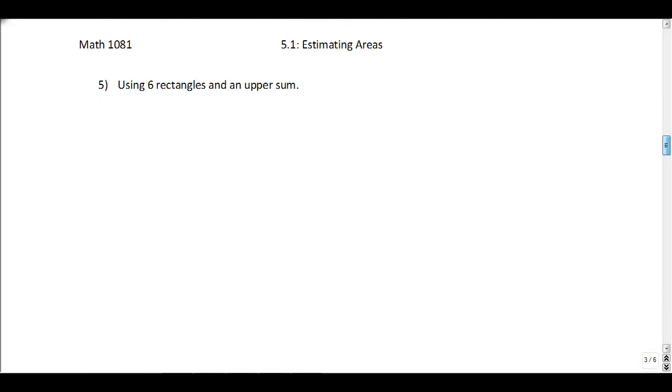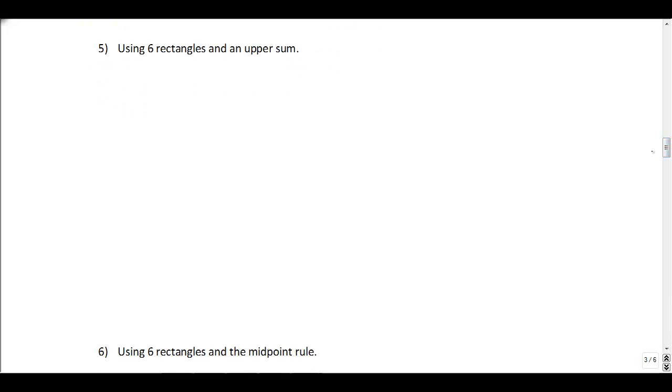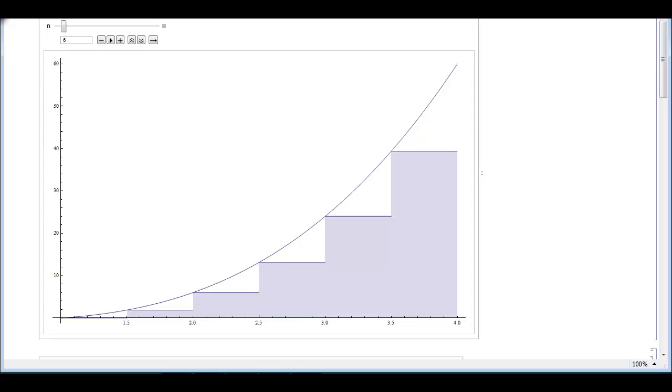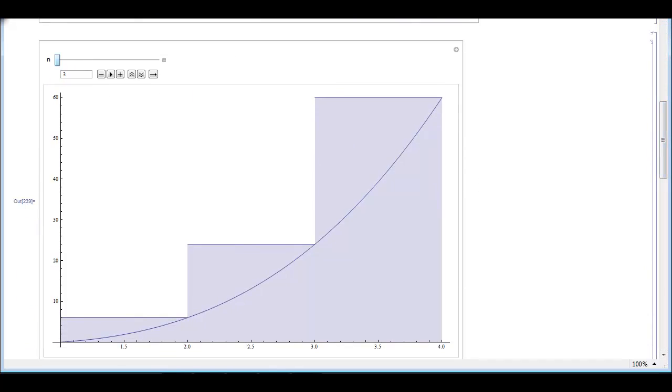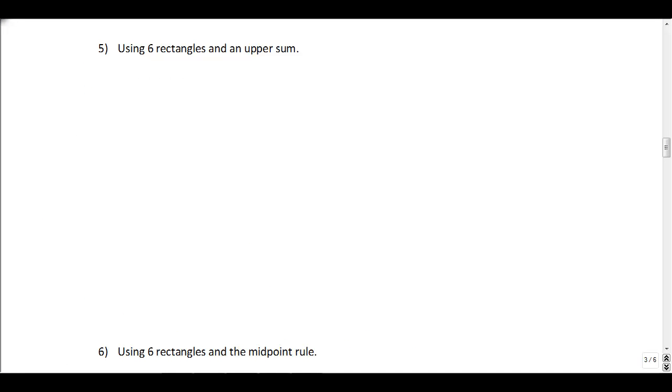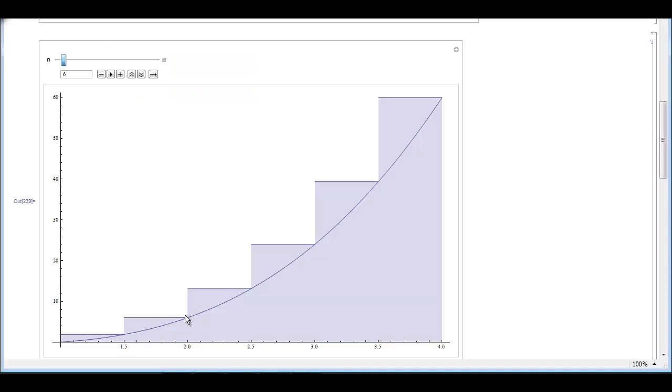Okay. Next one, we want to use 6 rectangles and an upper sum. So same idea here, but we're going to go down to our upper sum. So instead of 3 rectangles, we're going to shift over to 4, 5, 6. There we go. 6 rectangles, upper sum here. So very similar calculation to before. We're just going to do each of these. Now, note, here in my area, I can factor out that width of 1/2. The first rectangle is going to have height f of 1.5, f of 2, f of 2.5, and so on.